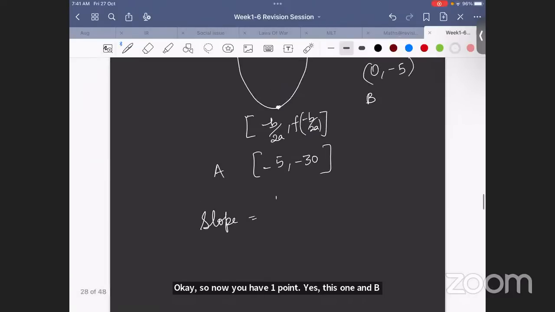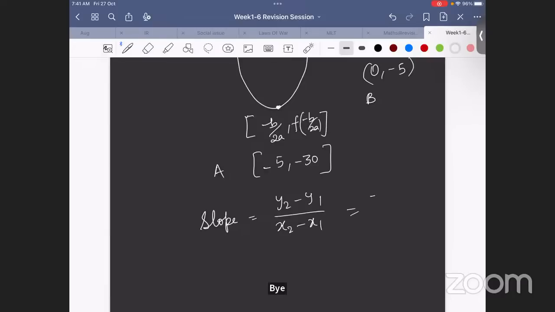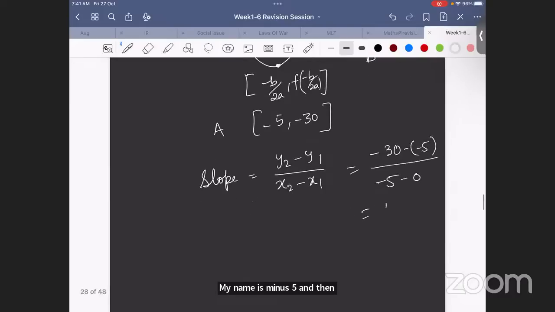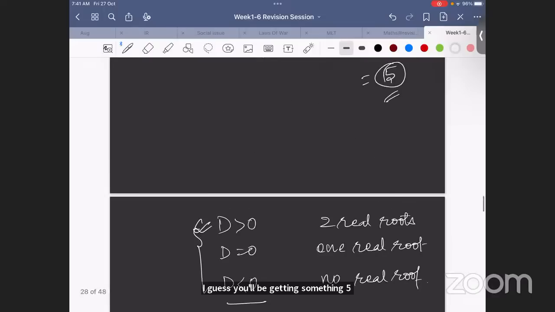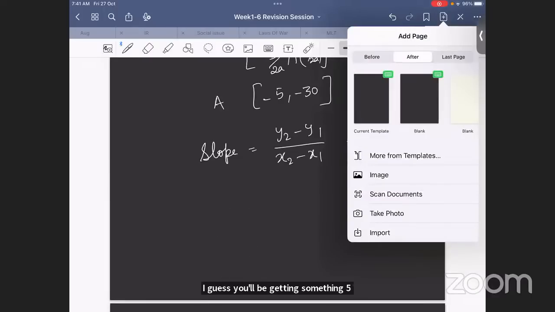The slope you can calculate by y2 minus y1 upon x2 minus x1. Then you can calculate this: minus 30 minus minus 5, and then minus 5 minus 0. Correct? I guess you'll be getting 5. Yes, sir, 5. Yeah, so this is clear, right?